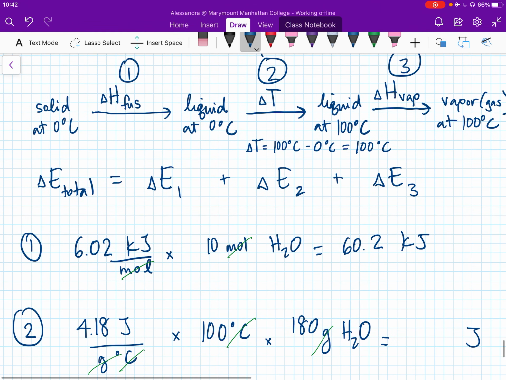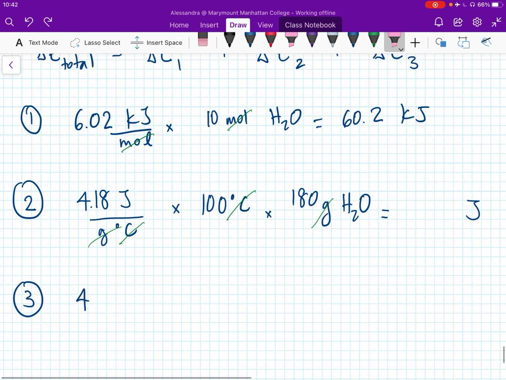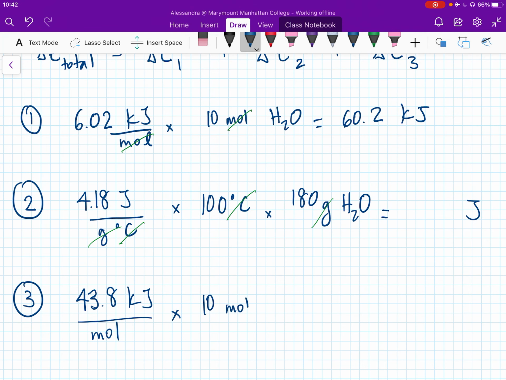Then the last step involves the heat of vaporization, as you can see right there. So the heat of vaporization, I gave you guys a moment ago, or you can look it up. If ever you need, you can look it up. 43.8 kilojoules per mole is the heat of vaporization for water. It's an endothermic property. And I'm going to multiply that by the 10 moles of water to get 438 kilojoules.